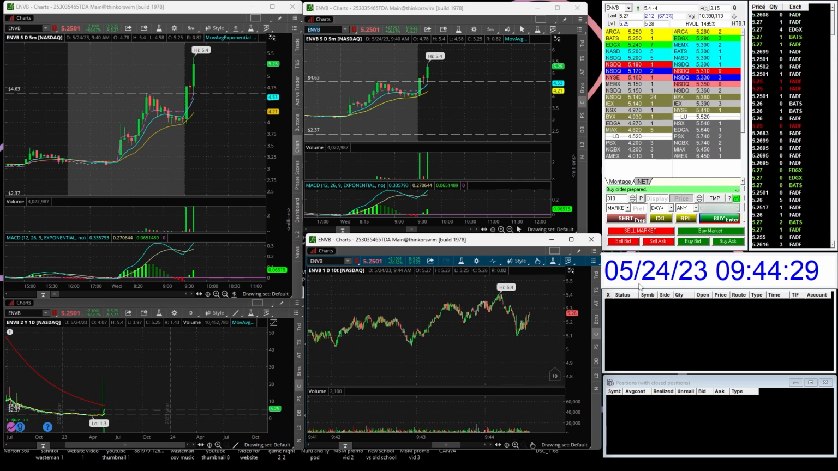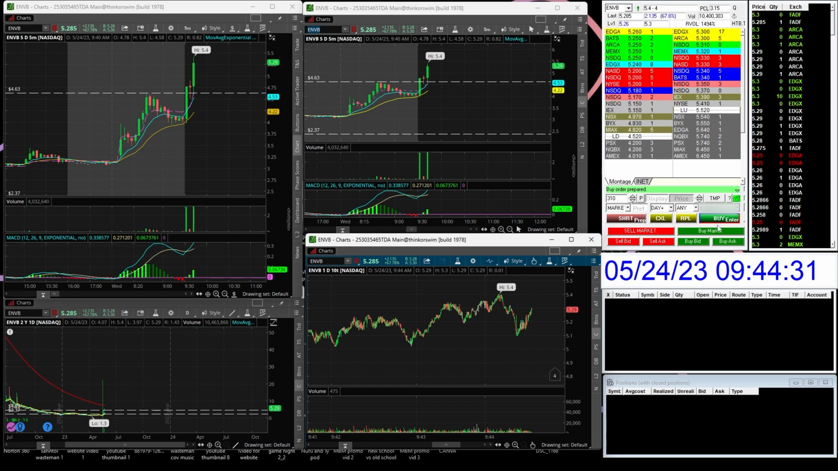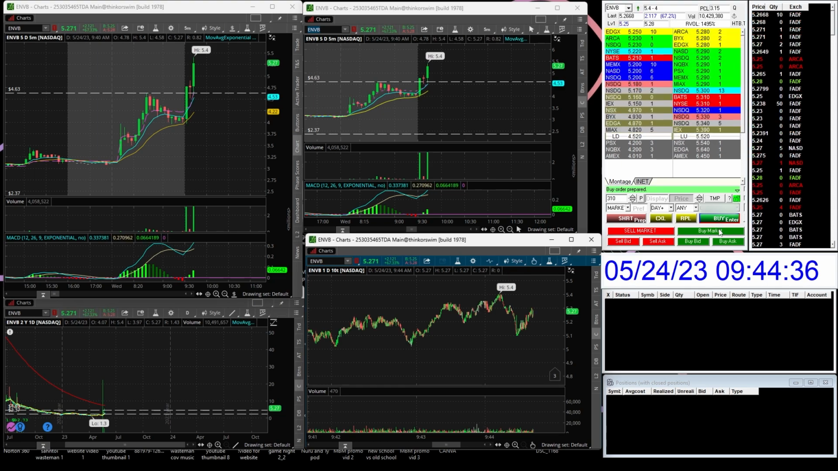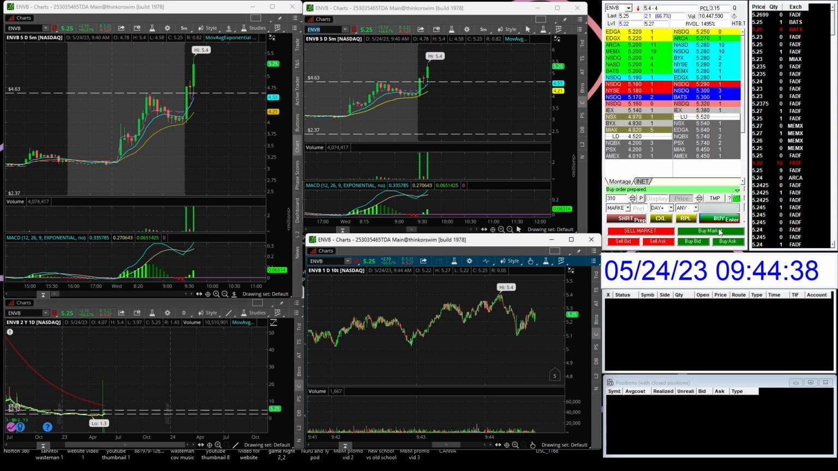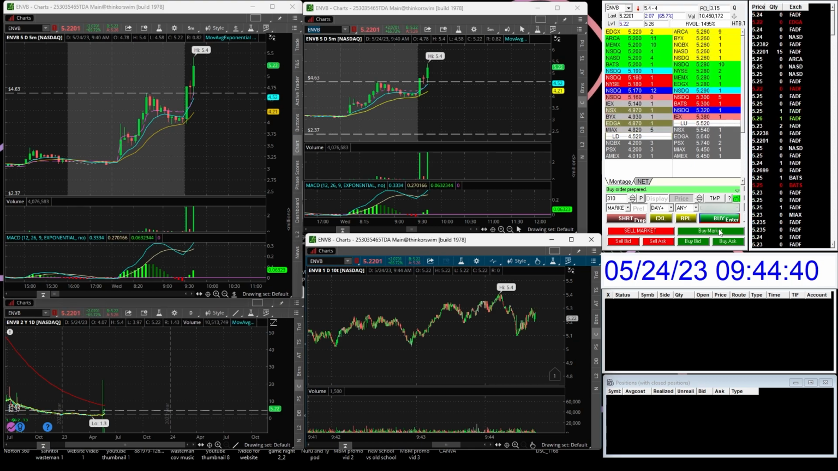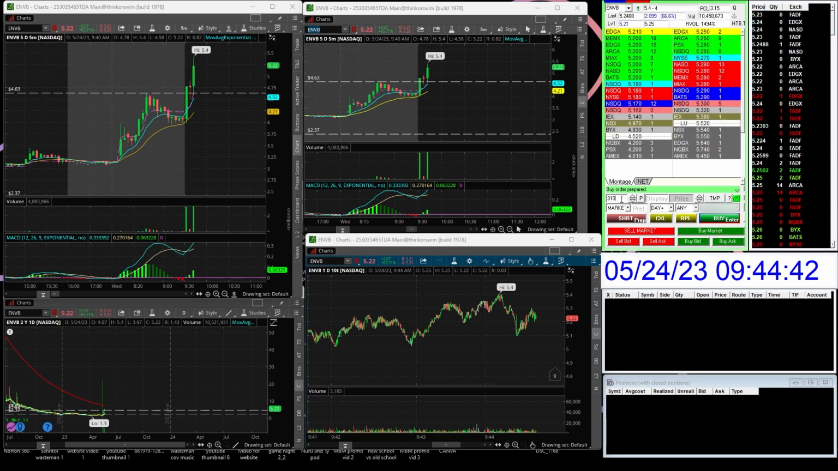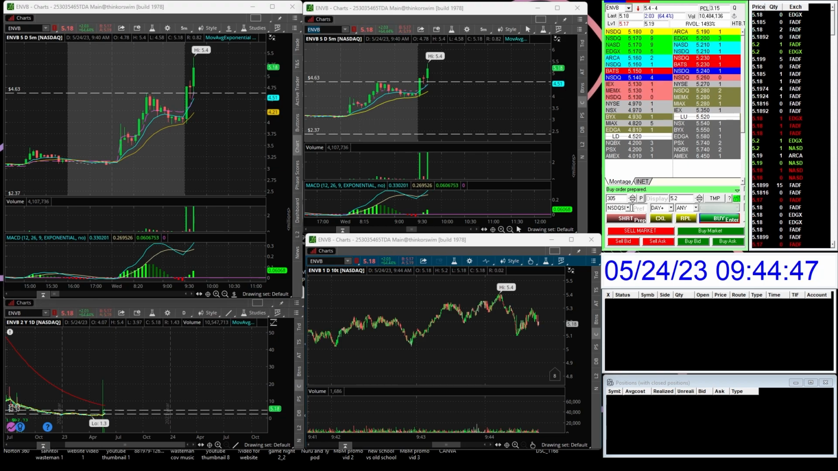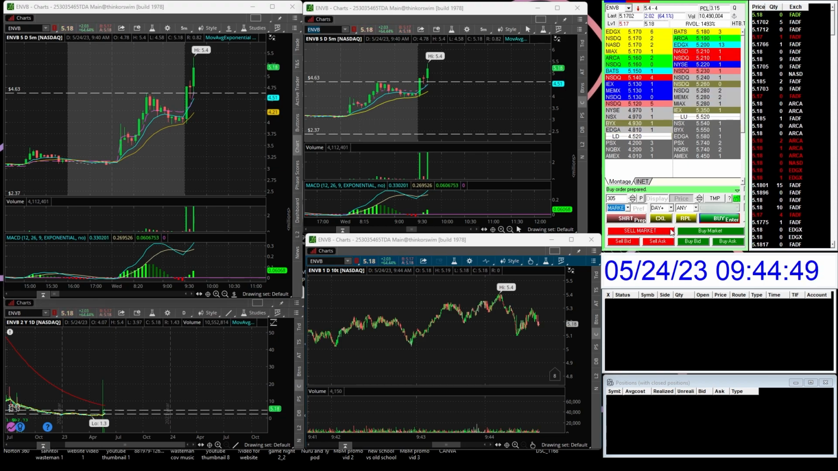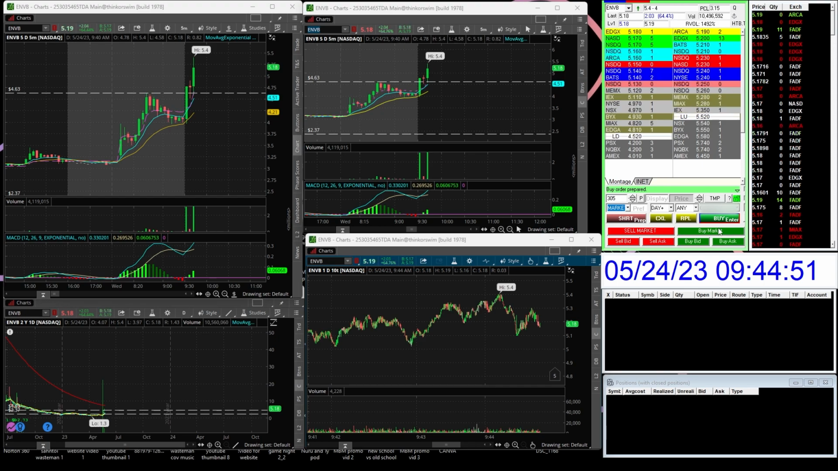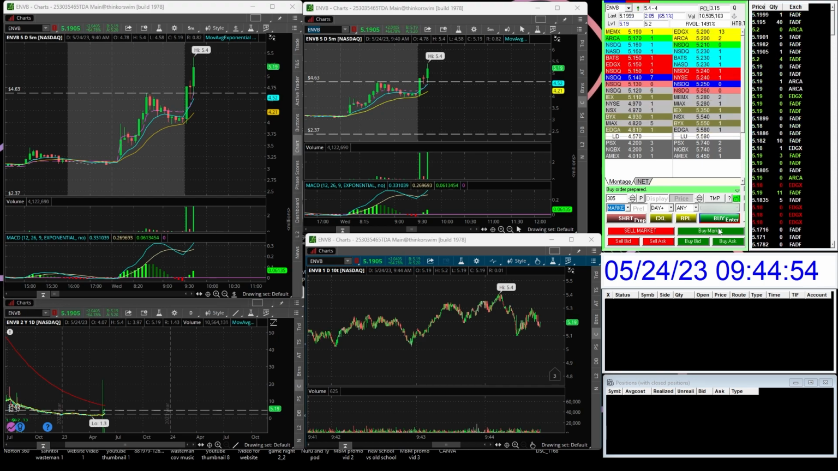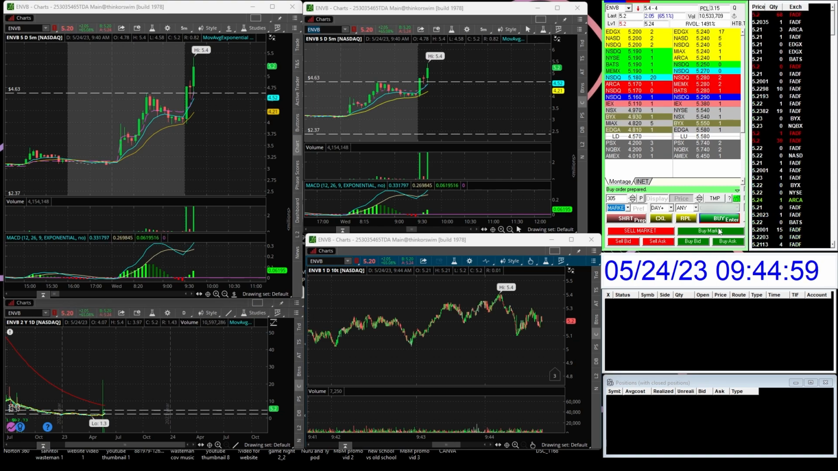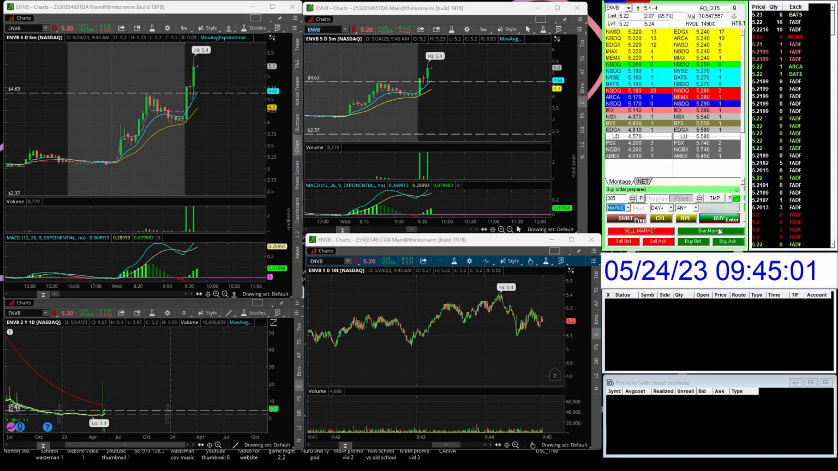So let's see. I feel like I'm gonna retest that 40. Let's see if we can get an entry. I'll probably jump in at 30. Let's see. Over 30. So I'll probably jump in at 30 if price action looks like it wants to retest.